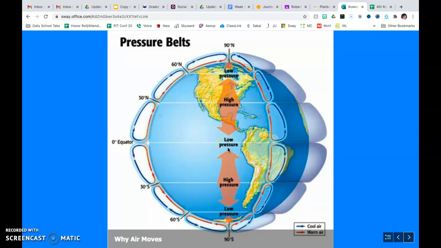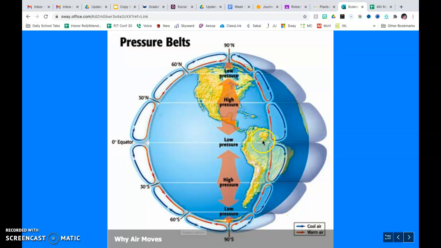So with each one of these, you start out with a certain type of pressure and then it alternates. So if you'll look at 0 degrees at the equator, you have low pressure. At 60 degrees north and south, you have low pressure again. So in between that, you have high pressure. So 30 degrees south, 30 degrees north.